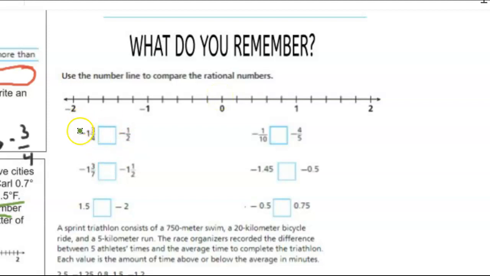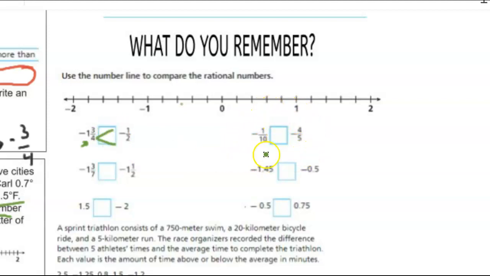This first one, both of them are negative. However, there is a -1 before the 3/4. On this one, there are no whole numbers in front of it. So we have 1, 2, 3, 4, 5. The -1/2 will be in here. The -1 3/4 will be all the way down here. Since it's all the way down here, it is farther on the left-hand side, making it smaller than the -1/2. So we have less than.